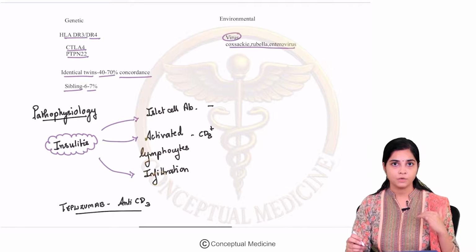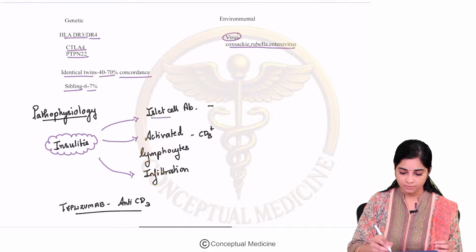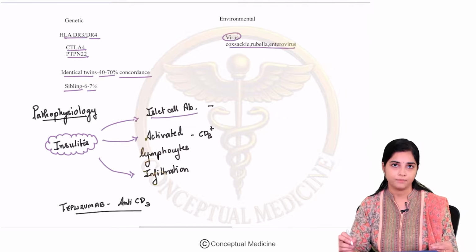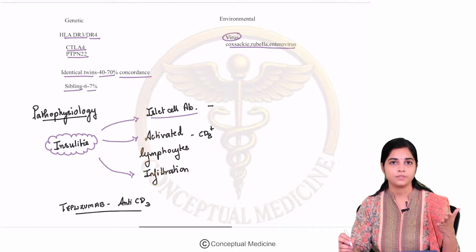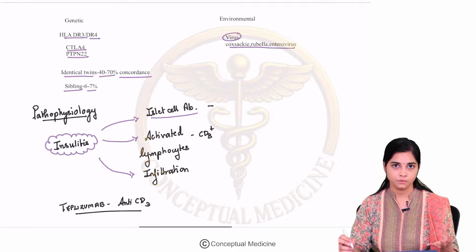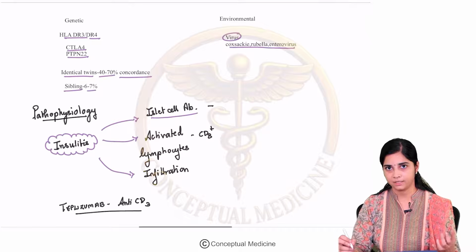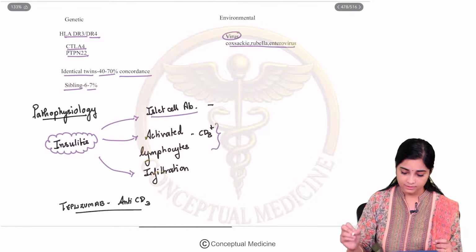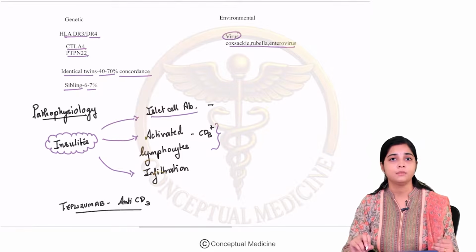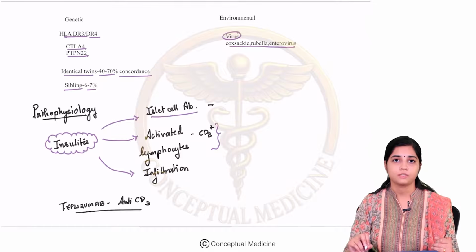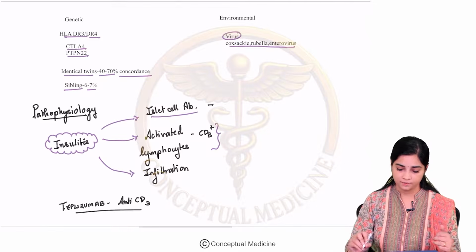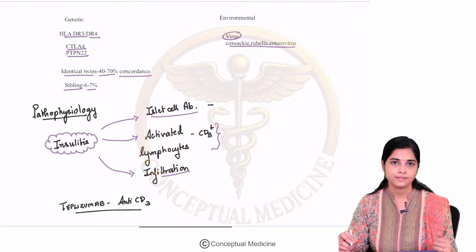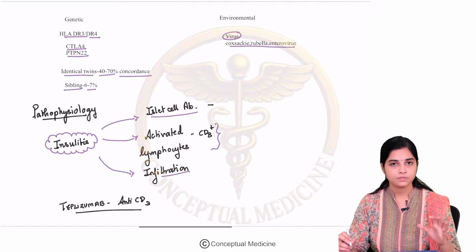There are antibodies produced against what? Antibodies are produced against your islet cell. Once they are produced, they go and damage the beta cells of the pancreas. And how do they do that? This causes activation of CD8 positive cytotoxic T lymphocytes. Once the CD8 positive cytotoxic T lymphocytes are activated, they infiltrate into your beta cells and cause damage. So this is about how type 1 diabetes happens.